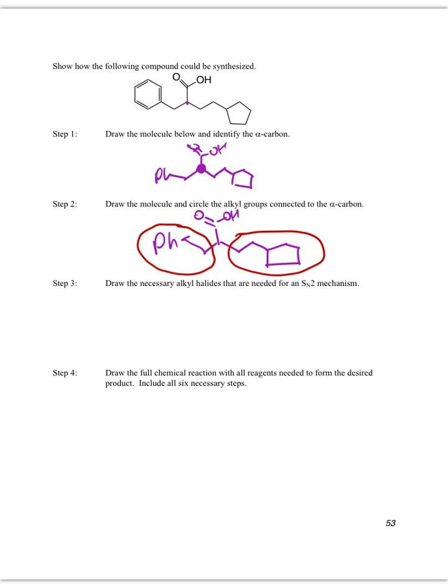Now those 2 would come from having a halogen on the carbon that ends up being attached to that. So these 2 would be the alkyl halides that would be used in an SN2 in the malonic ester synthesis. And then how would we go about doing all of this? We're going to start with the diethyl malonate.